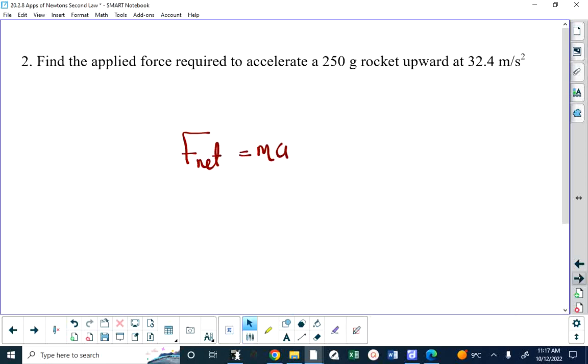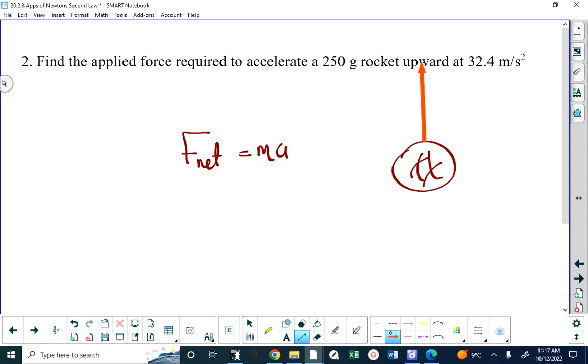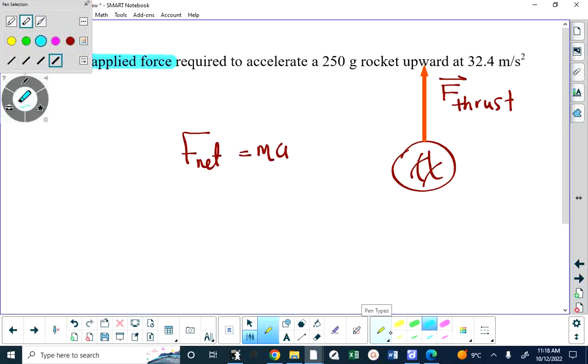So, how do you decide how to calculate the net force? I know I calculated it as ma, but how do you decide in terms of forces? You draw the situation. And I just don't feel like drawing a rocket. There's the rocket. If I want to accelerate that rocket upward, then I need to apply an upward force, don't I? I'm going to call it a thrust force because the engine produces an upward thrust. This thrust force, everybody, is what we're trying to find. It's the applied force.